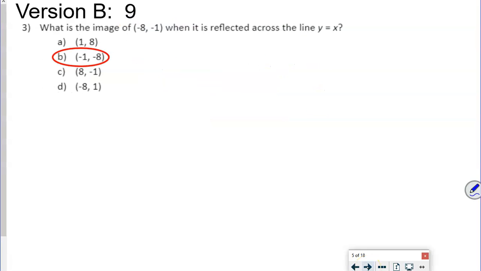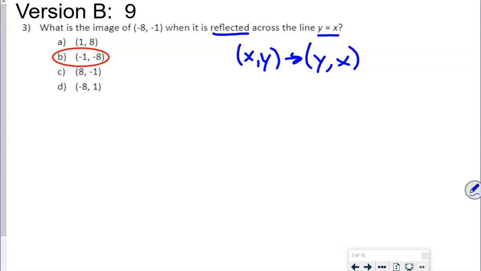All right, number 3 on version A, or number 9 on version B. So this is what is the image of negative 8, negative 1 when it's reflected across the line y equals x. So let's again reflect it on this line. So that's the rule, x, y becomes what? Y, x. They just flip. Remember that? Okay? So that means this becomes our x and the negative 8 becomes our y.